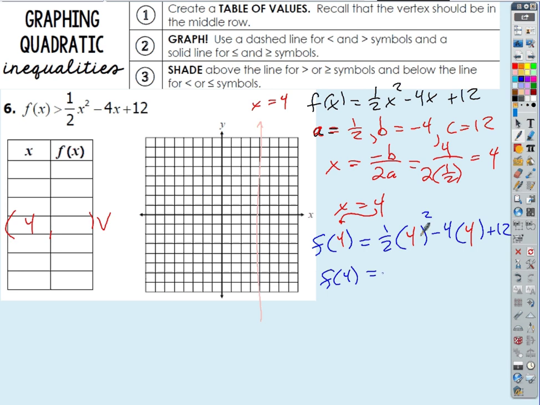That's not working. So what's 4 squared? 16 times 1/2? 8. 4 times 4? Plus 12. So I get 8 plus 12 is 20 minus 16? 4. Okay, so that tells me that the y value of the vertex is 4, so we can graph that point. I go over 4 and I go up 4. So there's my vertex.